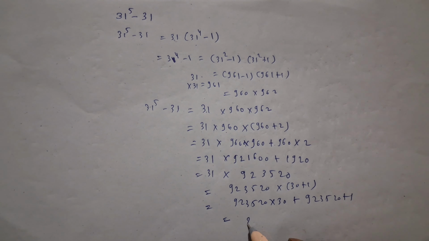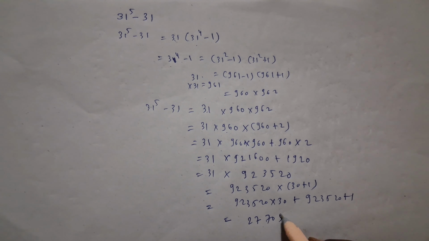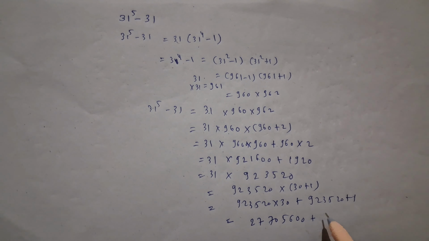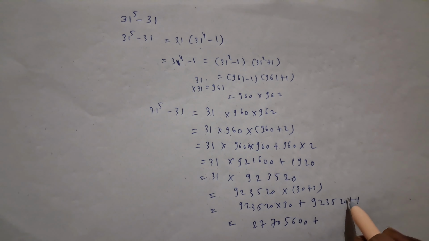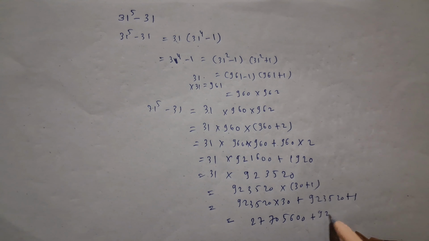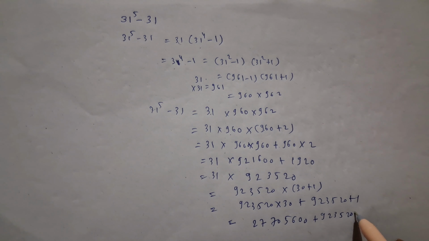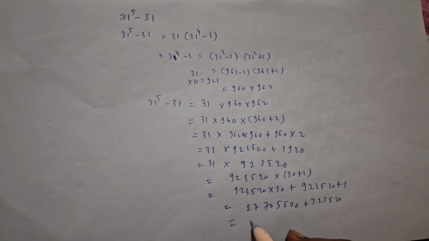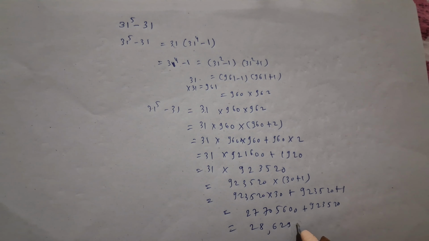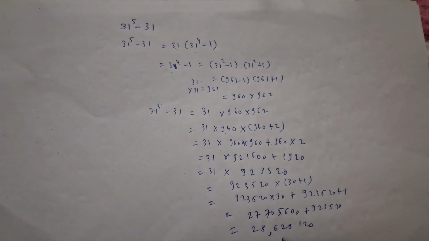923520 times 30 we get 27705600, plus 923520 times 1 we get 923520. Okay. When you add these two, we get 28629120. This is the final answer.